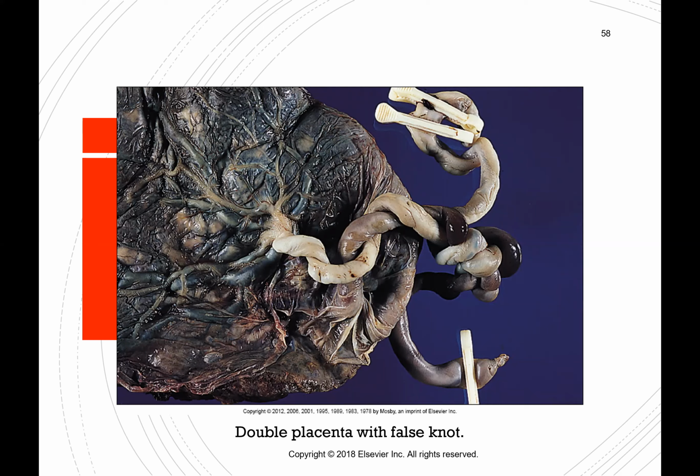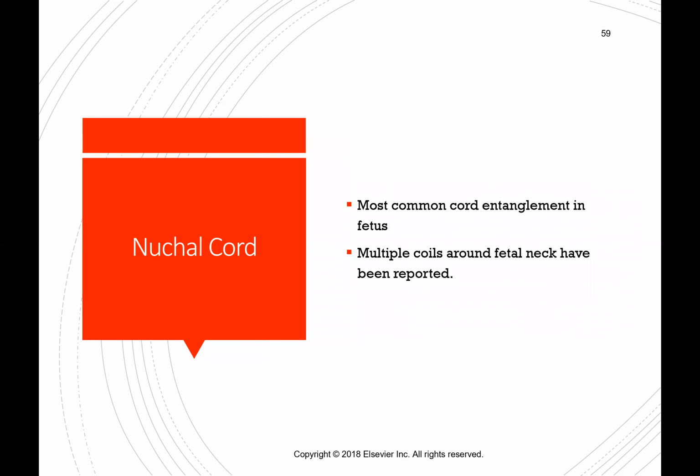That's close to knowing some false knot cords. Nuchal cord is the most common cord entanglement in the fetus. Multiple coils around the fetal neck have been reported.